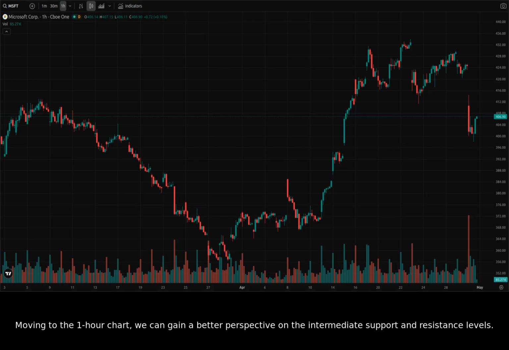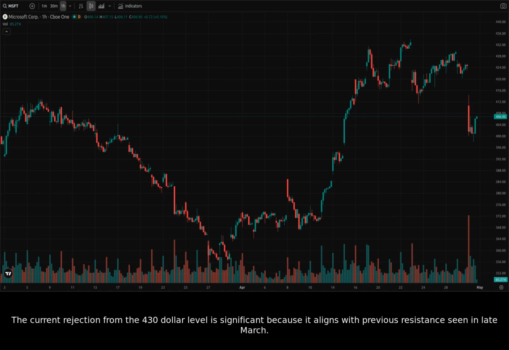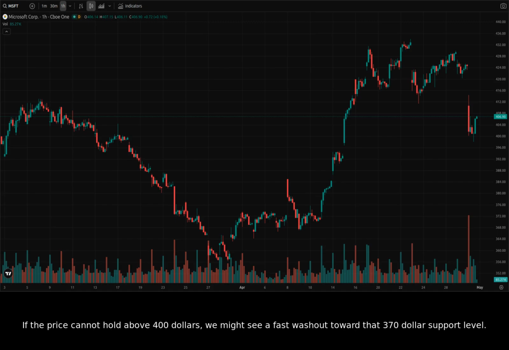Moving to the 1-hour chart, we can gain a better perspective on the intermediate support and resistance levels. There is a visible support zone around $395 to $400 that Microsoft is currently approaching. Looking back at the hourly data from earlier this month, we see that $370 acted as a major floor in early April. The current rejection from the $430 level is significant because it aligns with previous resistance seen in late March. If the price cannot hold above $400, we might see a fast washout toward that $370 support level.